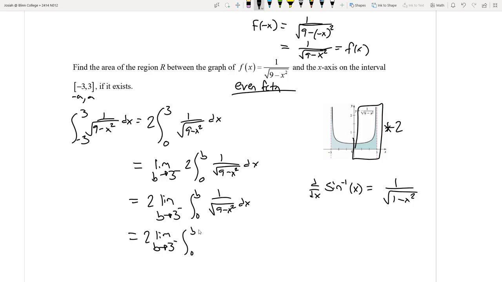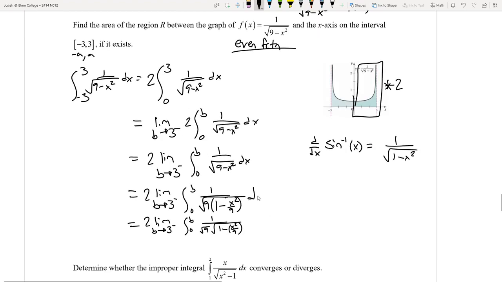So what we'll go ahead and do is a trick that we've probably seen in Calc 1, which is we'll actually take 9 and factor it out. And so we get 1 minus x squared over 9. And since this is multiplication, we can split the root. So we have root 9 times root 1 minus x squared over 9. And so we'll go ahead and take that out. That's now 2/3 times the limit as b tends to 3 from the left.